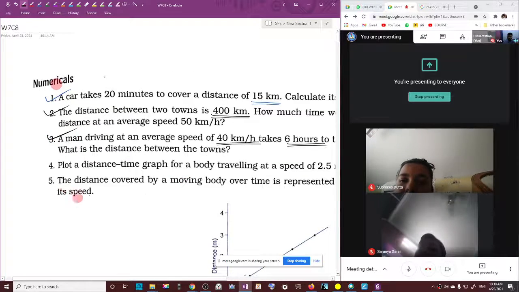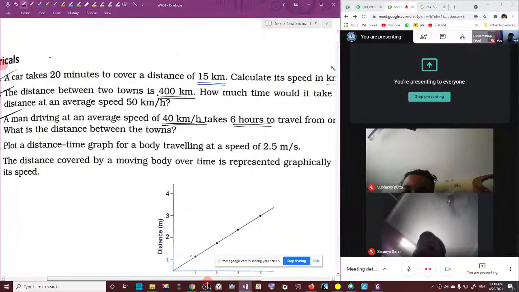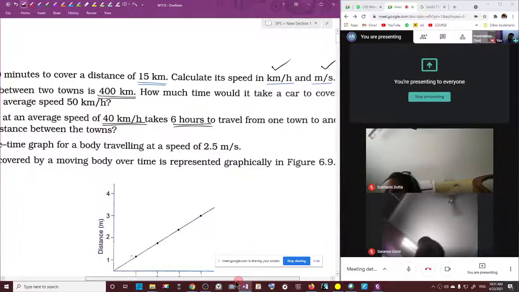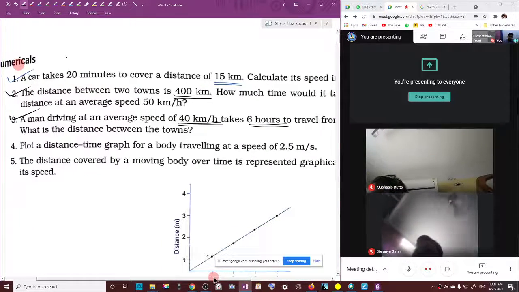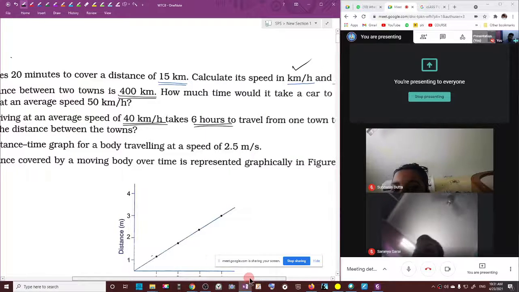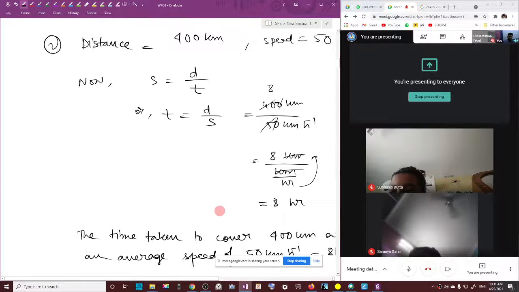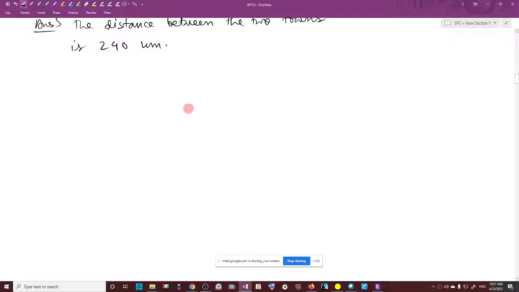Now, next we will be doing number 4. Plot a distance time graph for a body traveling at a speed of 2.5 meter per second. See, the question is plot a distance time graph for a body traveling at a speed of 2.5 meter per second. Now this one will be a little tough. I'm extending the page. This one will be a little conceptual and tough also. Okay, let us see this one.